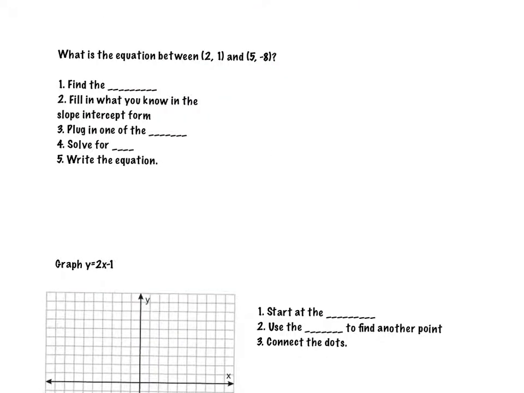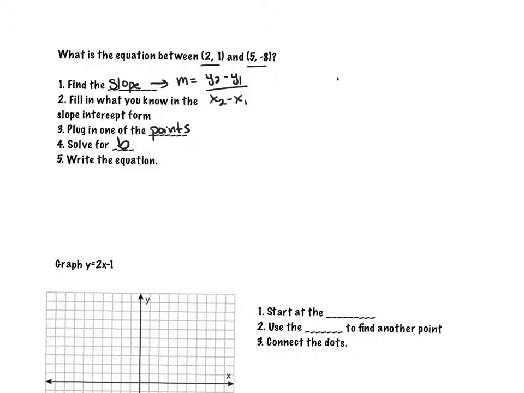So the last way I can talk about writing the equation in slope-intercept form is, what if they give me 2 points? So instead of it being on a graph, I have 2 points. So I'm still going to find the slope. I'm going to do that with that slope formula: m is equal to y2 minus y1 over x2 minus x1. So fill in what I know. Then I'm going to plug in one of the points for x and y, and I'm going to solve for b. Then I can write the equation.